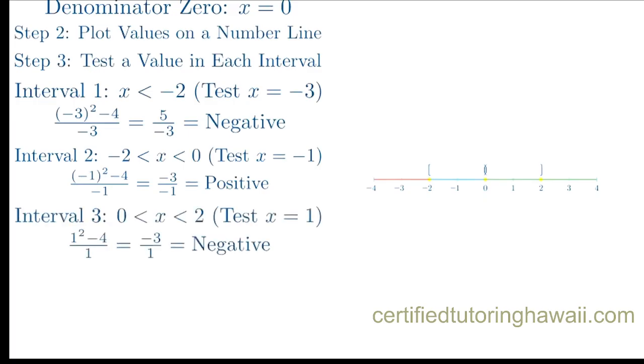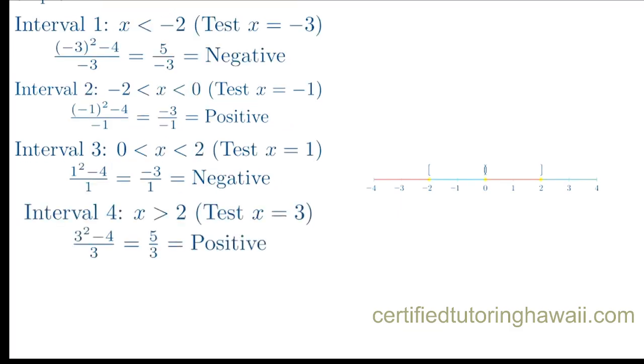Third interval, x between 0 and 2. Let's test 1. We get a negative result. Fourth interval, x greater than 2. Let's test 3. We get a positive result.